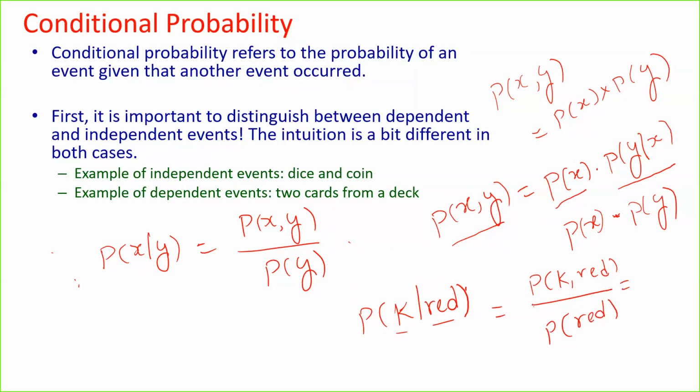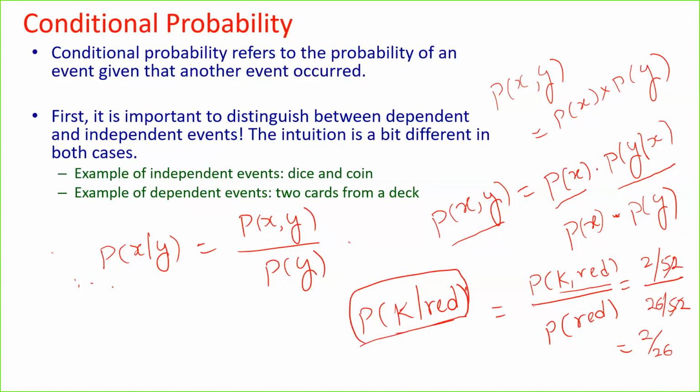So this is king and red probability is how much? I'm asking about the joint probability, king and red, divided by probability of red, which is 26 by 52. So this 52 and this 52 get cancelled and we got 2 by 26, which is the probability of king given red.